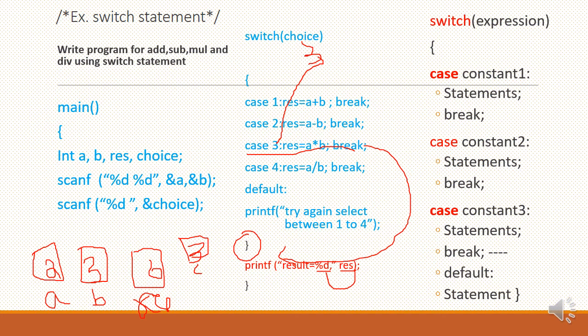Similarly, I want to tell you another one. Suppose you think that I have selected 5. Then what happens? Here 5 sees nothing is there, so it is going to print the answer as try again, select in between 1 and 4.